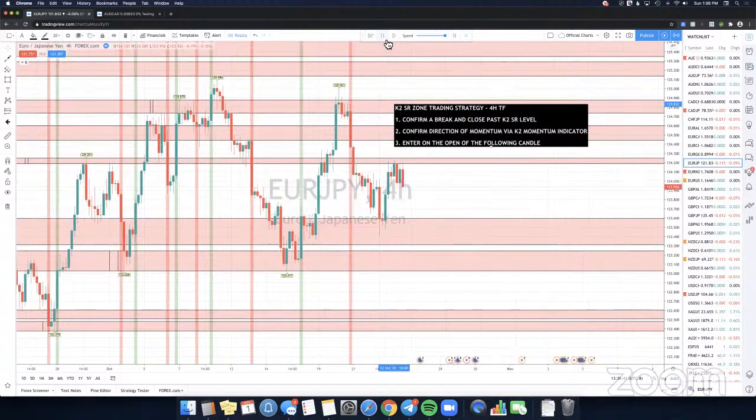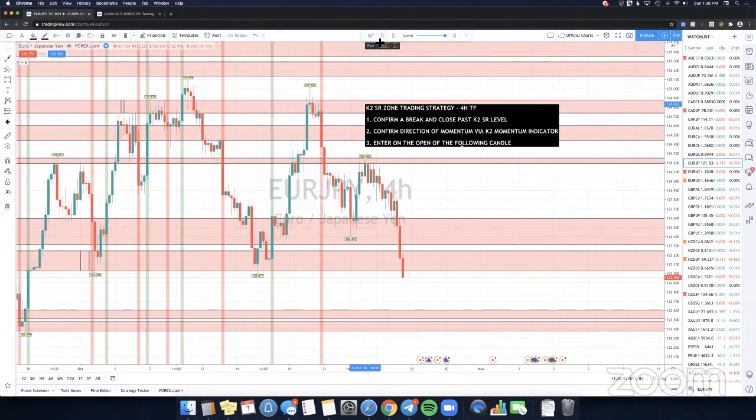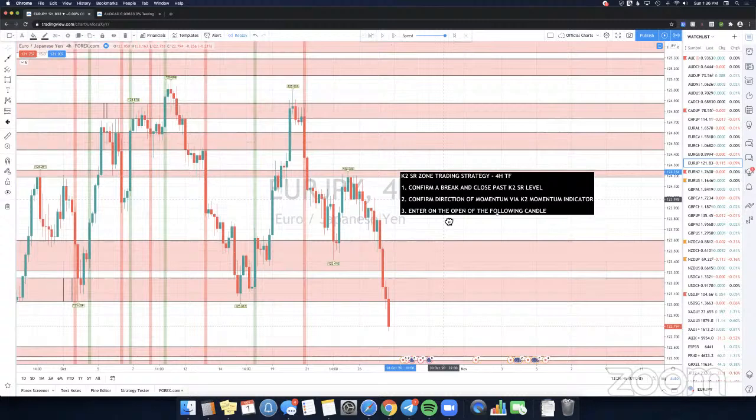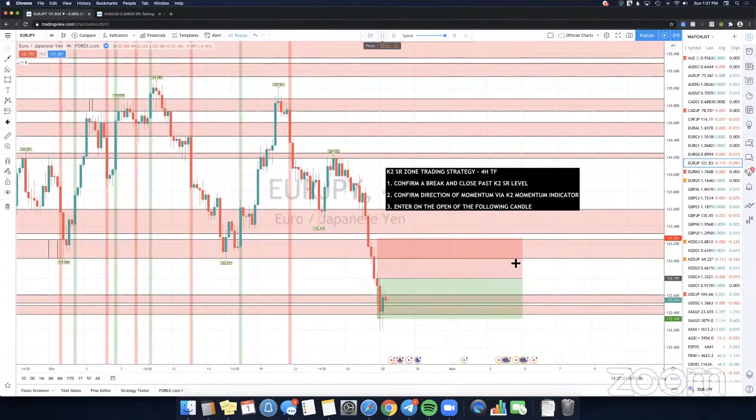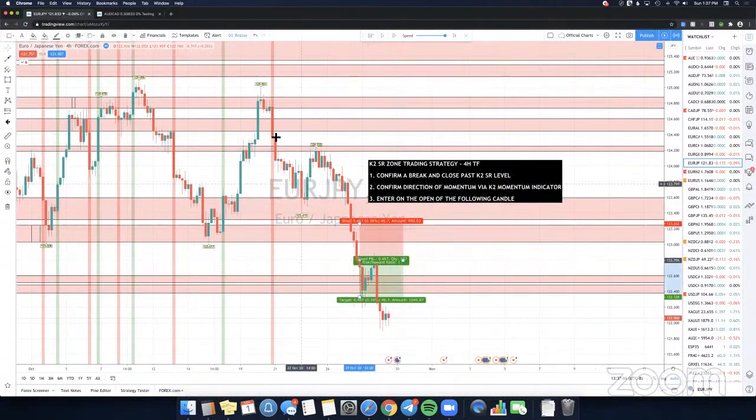But even if we skip that one there, again right here. So same situation, confirm a break and close past the K2SR level. So price broke and closed past this level right here. Momentum is still coming down because the last signal was a sell. So this would confirm a short position right there. And then that would have hit full TP again, right? So literally all of these would have hit. This is like 100 pips, 100 pips, 100 pips. And then again right here, another win.